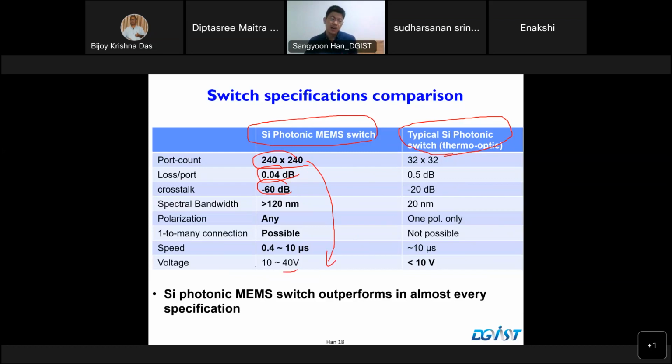One drawback is the high voltage. Because of the MEMS actuator, we need to move 1 micron at high speed. We need to apply between 10 to 40 volts, but there is a trade-off. If you give up the speed a little bit, then you can reduce the voltage to a few volts. But at this moment, we have about 1 microsecond speed, which is actually a little bit faster than thermal optic. So we are paying with high voltage. Other than voltage, all the metrics of this MEMS-based silicon photonic switch are superior.